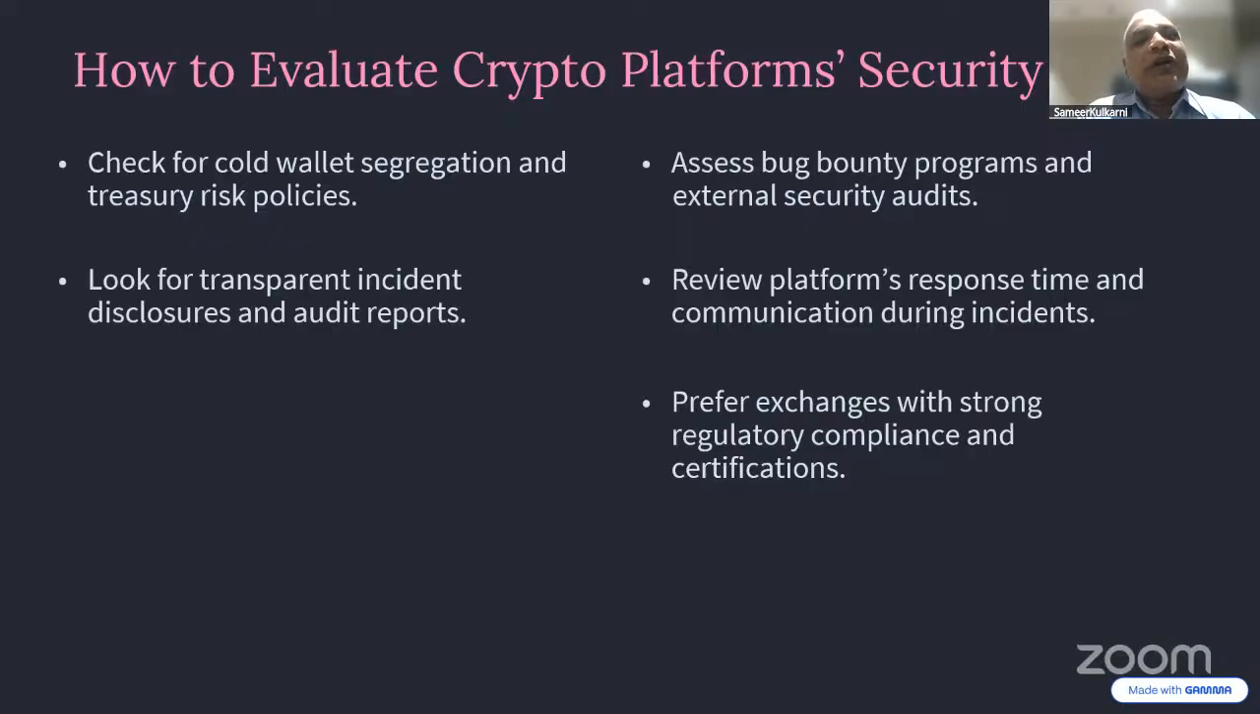Then look for transparent incident disclosures and audit reports. With CoinDCX, 17 hours have gone and they have not disclosed. But if they put it on their website or portal that in case of any incident, within the next, let us say, 2 or 4 hours, we will disclose it, that is one kind of assurance a crypto exchange can give you. As an investor, you should look for those incident disclosures and audit reports. Then again, assess the bug bounty programs.